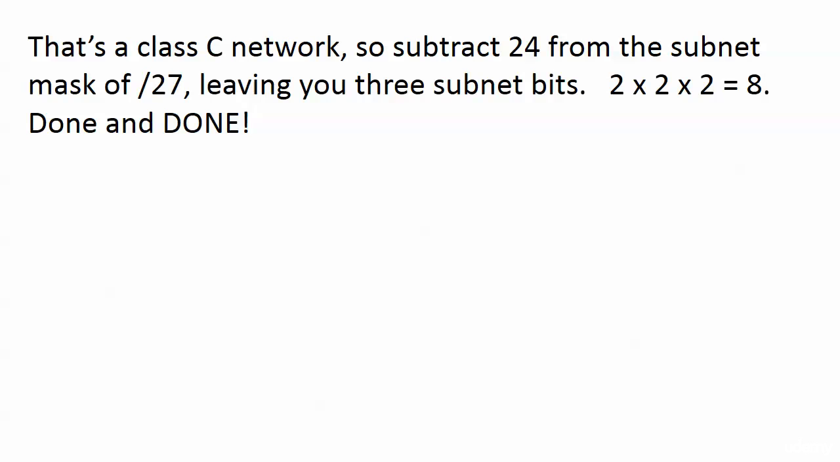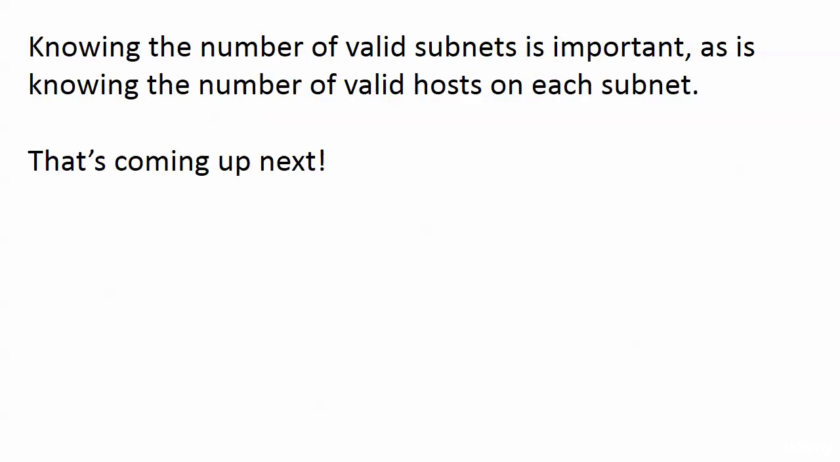So now that we have taken a look at the longer method of getting the number of valid subnets and the shorter method as well, we need to get these valid hosts down. Obviously we have to know how many valid subnets we have, but we also have to know the number of valid hosts on each one of those subnets. And notice that I keep using the word valid. We haven't seen any invalid numbers yet, but I have a feeling we just might when we're working with those valid hosts, and that is coming up next.